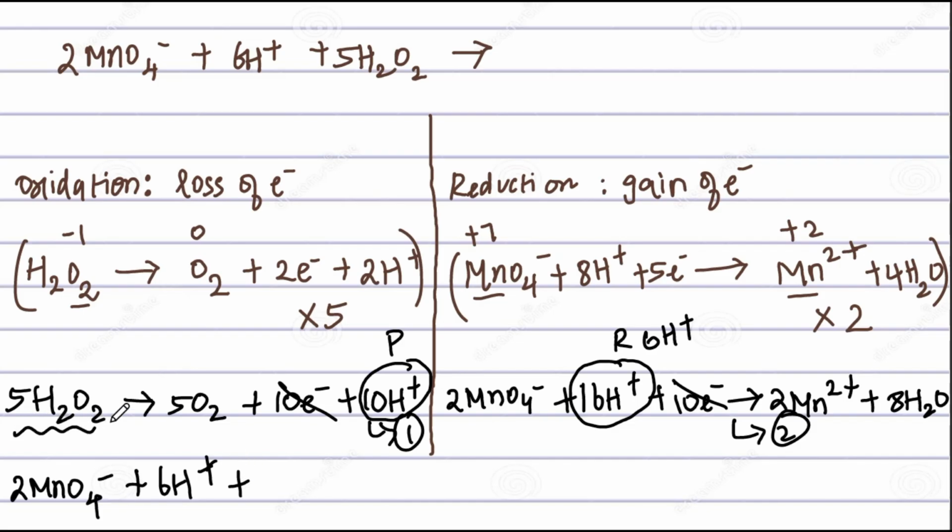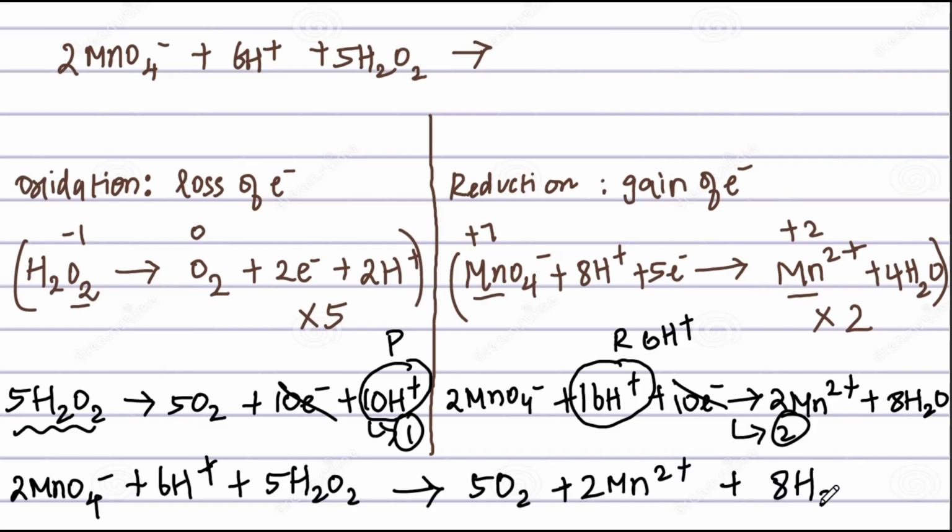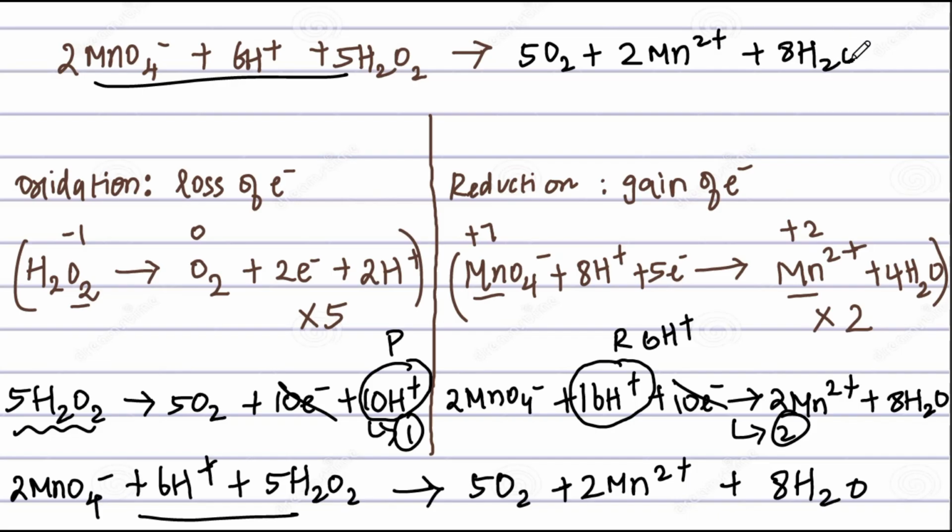Plus another reactant is 5H2O2, which gives, what are the products now? 5O2 plus 2Mn2 plus and 8H2O. So the reactant side is the same, 2MnO4 minus plus 6H plus plus 5H2O2, and the product is 5O2 plus 2Mn2 plus plus 8H2O. So this is X dash, this is Y dash, and this is Z dash.